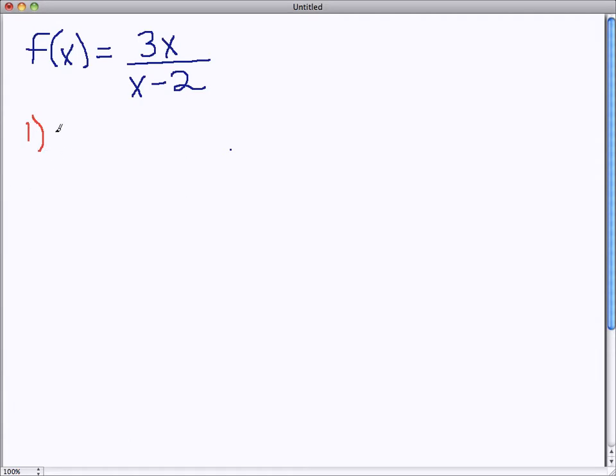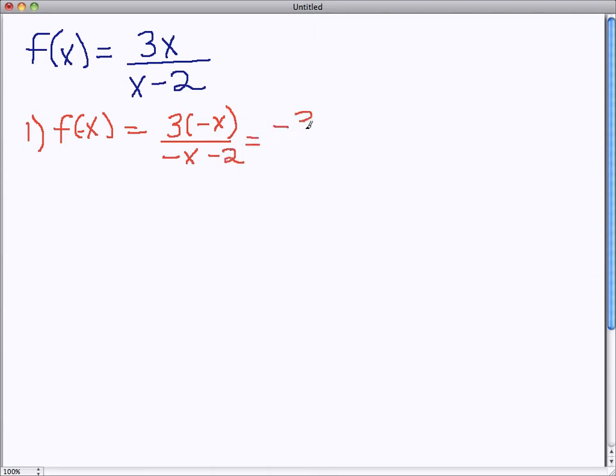The first step we need to look at is symmetry. Does it exist, and what kind exists if it does? And we do that by looking at f of x and comparing it to f of negative x. So we're going to look at f of negative x, and everywhere we see an x, we're going to put in a negative x.